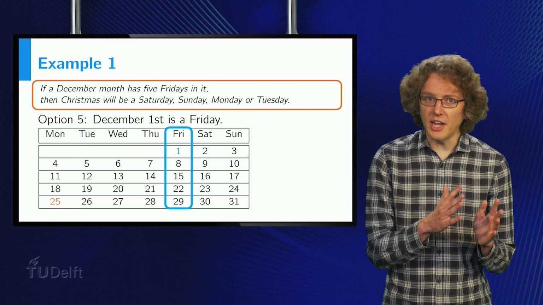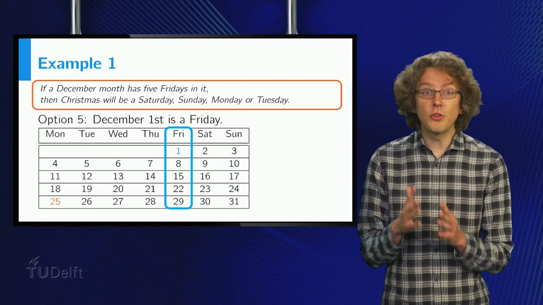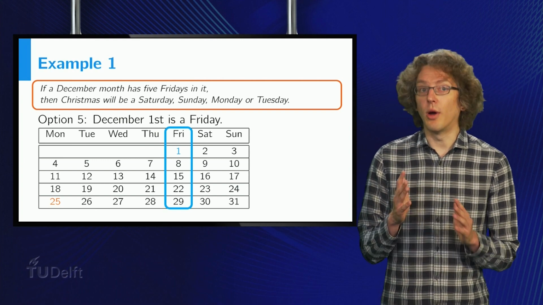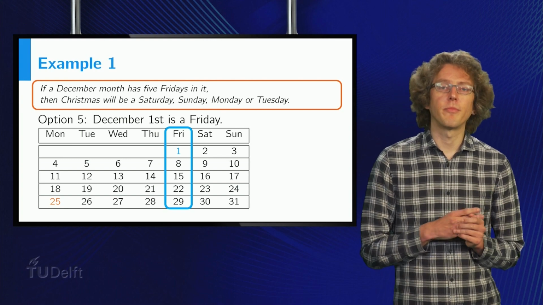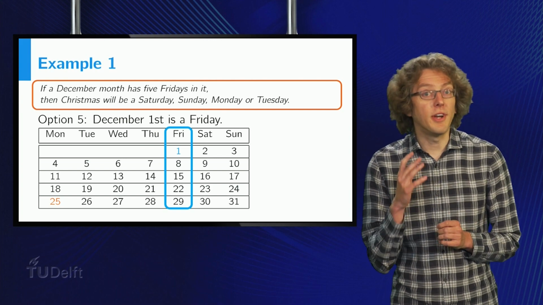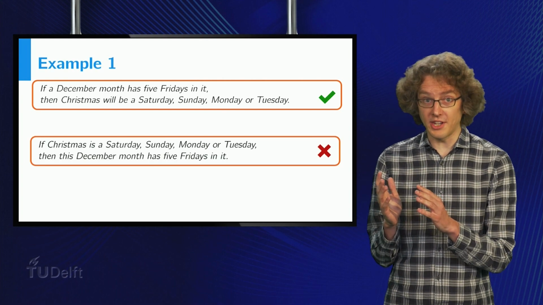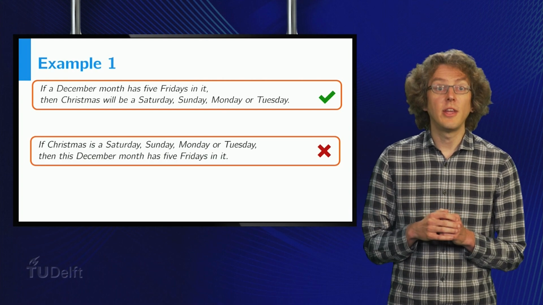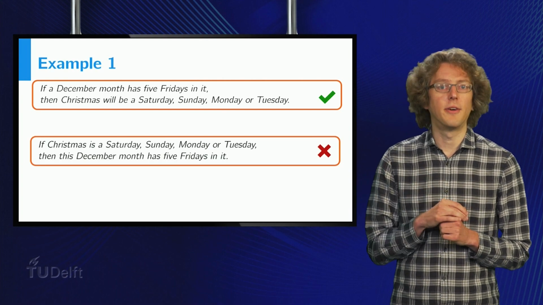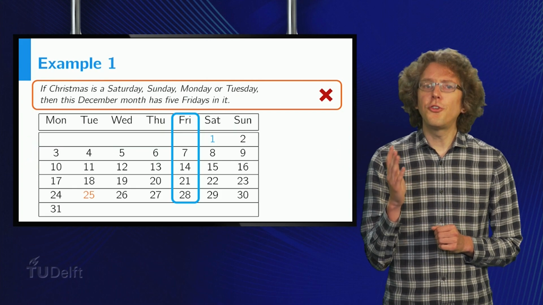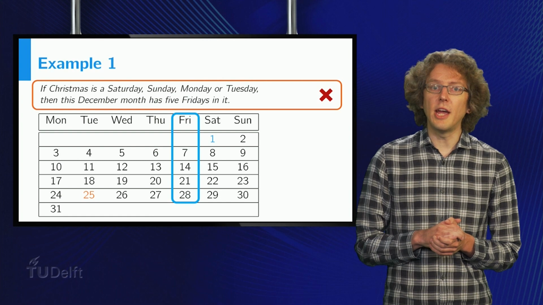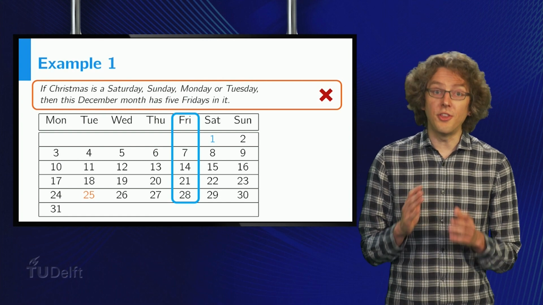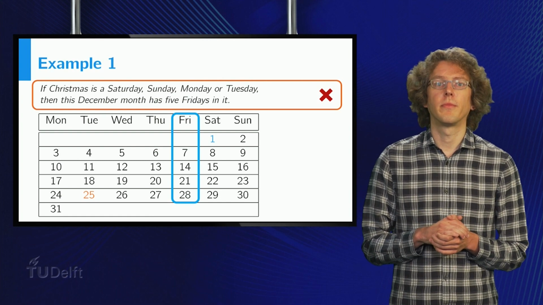Notice that the B statement also allows Christmas to be a Tuesday. However, this has no influence on our implication being true. However, it would mean that the reverse statement would be false, as you can see on this calendar. We will soon see how to show that a certain statement is false, and you will be able to use those techniques on this false statement.